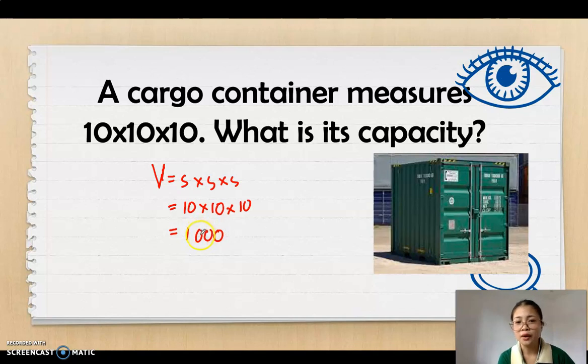But what is our unit? Because in the steps, you need to make it complete, but there is no unit specified here. Therefore, if there's no unit of measurement, you will just use 1,000 cubic units. Therefore, the capacity of this cargo container is 1,000 cubic units.